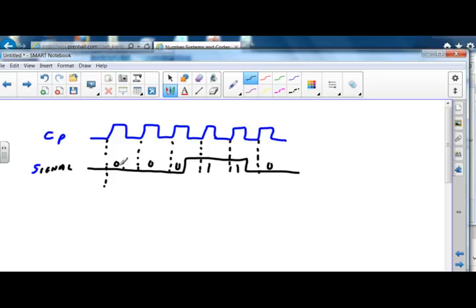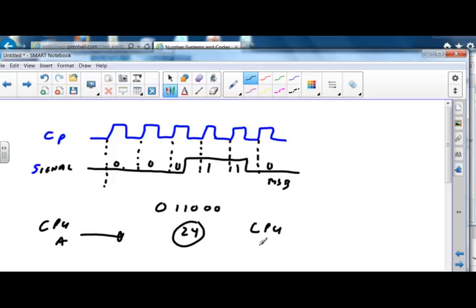So I'm sending a number, and this is my most significant bit. So I'm sending 0, 1, 1, 0, 0, 0 to somebody else. In this case, it's a picture of one CPU going to the other CPU. So that's 8 plus 16. So a 24 is being sent from CPU A on this side to CPU B on the other side. And I'm doing that in a serial fashion, one bit after another.